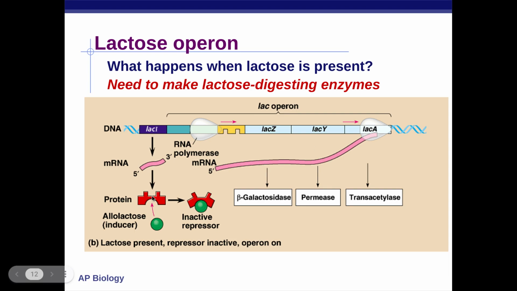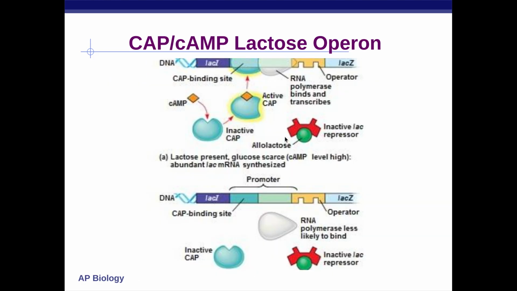So the binding of the inducer, which is a version of lactose, a steric form of lactose, allolactose, binding to the repressor is going to make the repressor inactive, which means it is no longer able to bind to the operator site, which means that now the RNA polymerase is free to go ahead and make more messenger RNA.